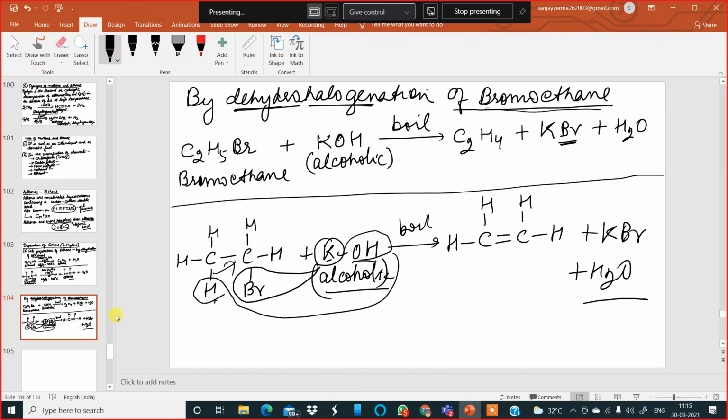Dehydrohalogenation of bromoethane or alkyl halide. Now remember, dehydrohalogenation of bromoethane is carried out in the presence of alcoholic potassium hydroxide. If I don't use alcoholic potassium hydroxide, then I will not get ethene. I will get something else. Now what is that something else? Let me discuss that also.